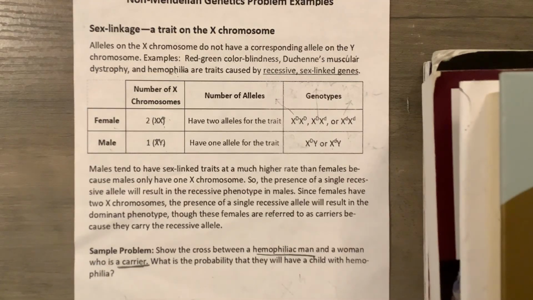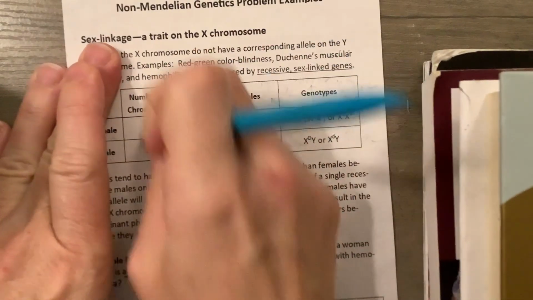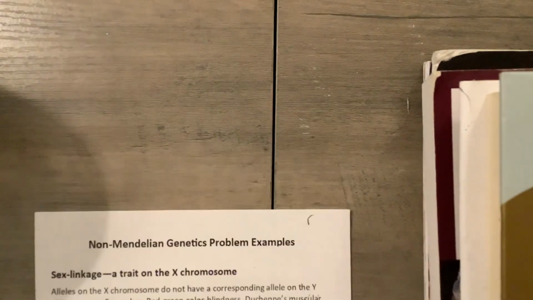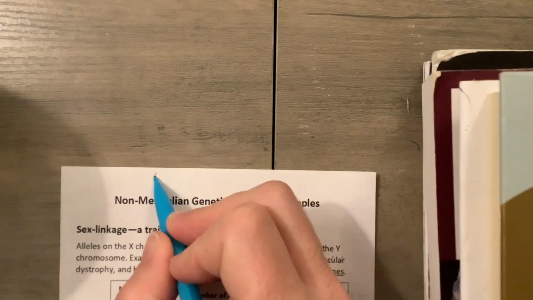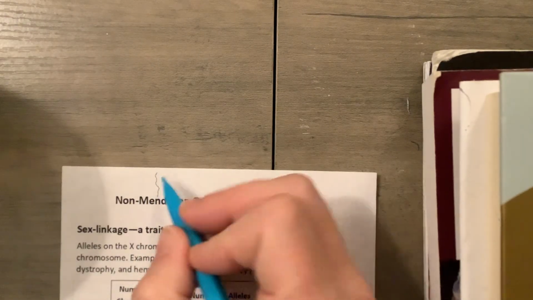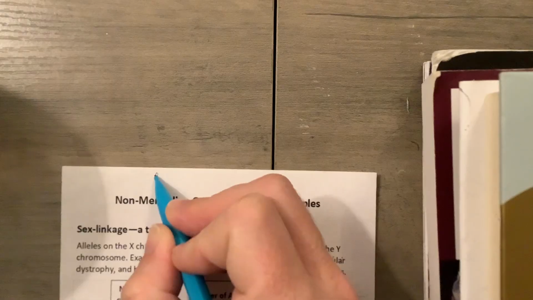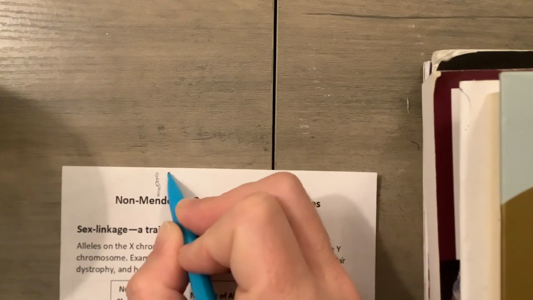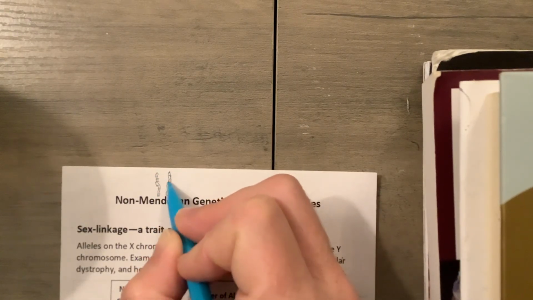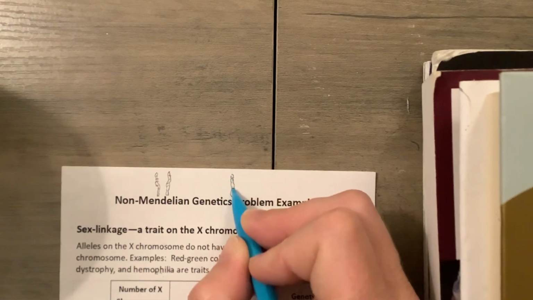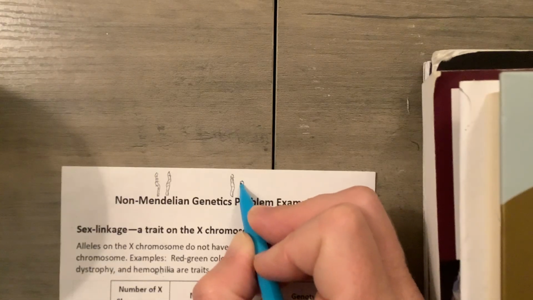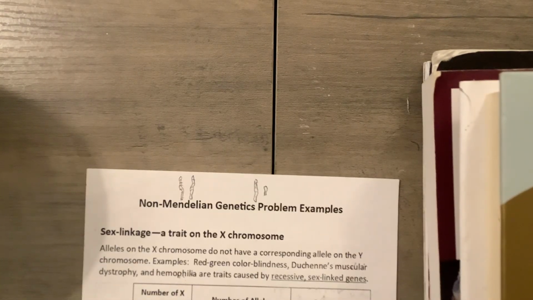Okay, and last but not least, we have the situation of sex-linked traits. And these are going to be found on the X chromosome. So if you remember correctly, with sex chromosomes, I'm just going to draw the chromosome as a line. If you remember what karyotypes looked like, we have 2 X chromosomes for females, and we have 1 X chromosome and 1 Y chromosome for males.